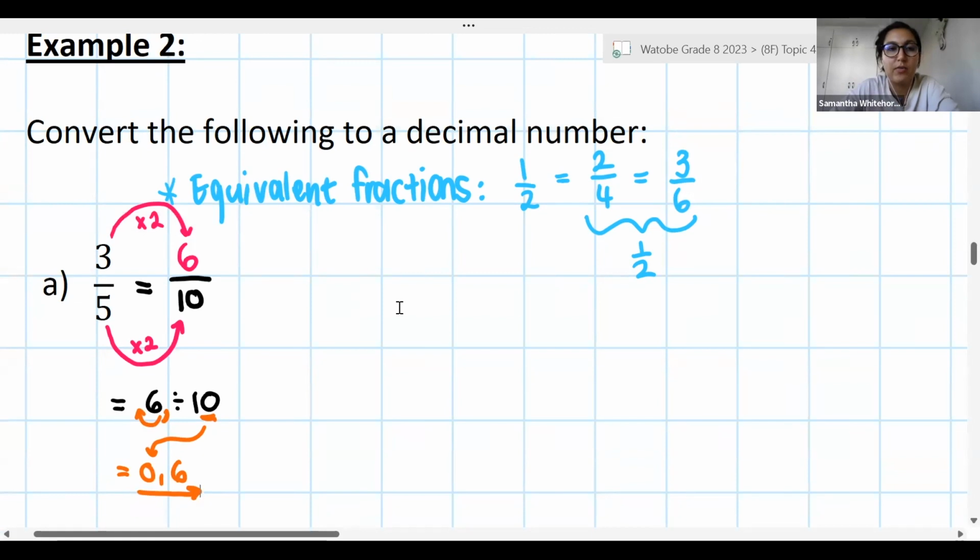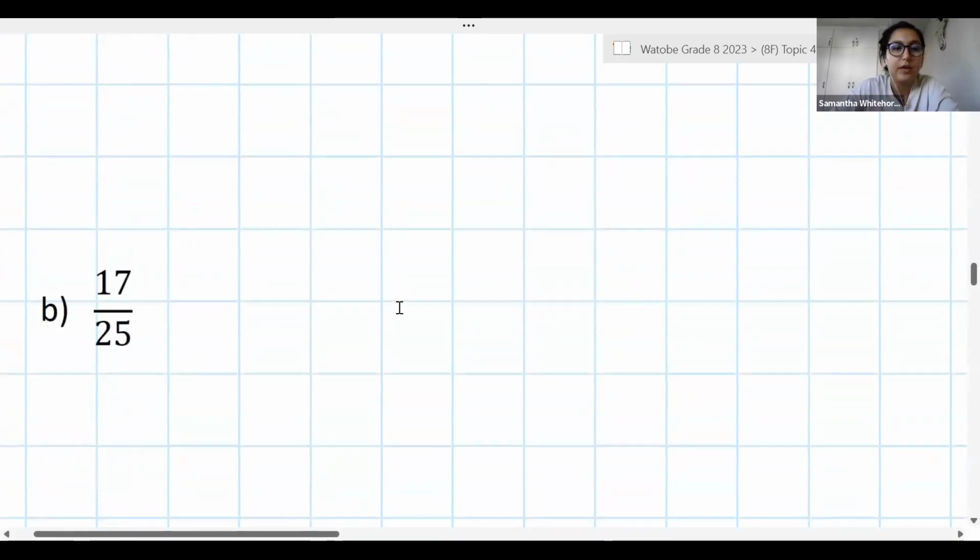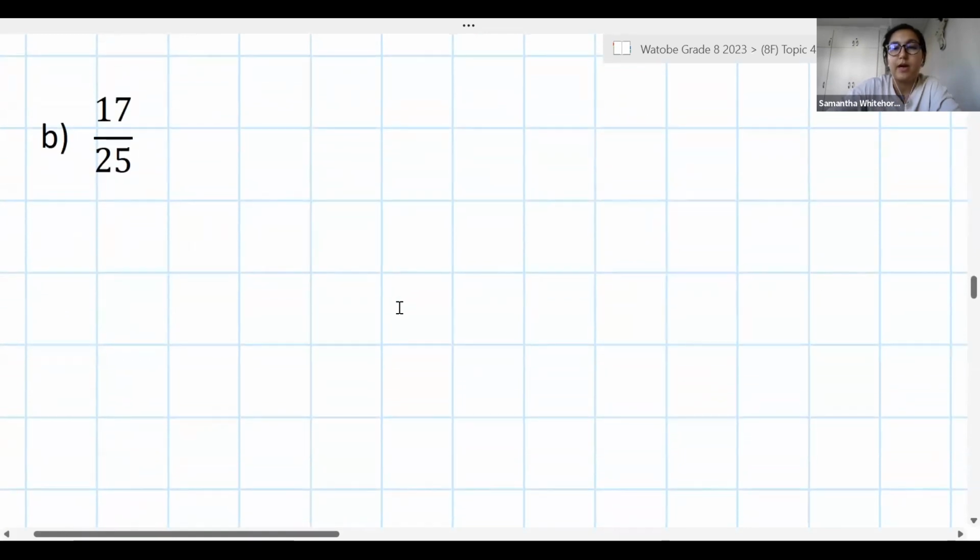Right, guys, let's have a look at another one. I hope you've all got your screenshots. Right, I want you to try B for me. So think about how you can make this denominator a multiple of 10. Now just think carefully. We obviously can't make 25 into 10. There's no way. 25 is already bigger than 10. Maybe we can make 25 into 100. So can I times 25 by something to make it a denominator of 100 to get an equivalent fraction? So give it a try.